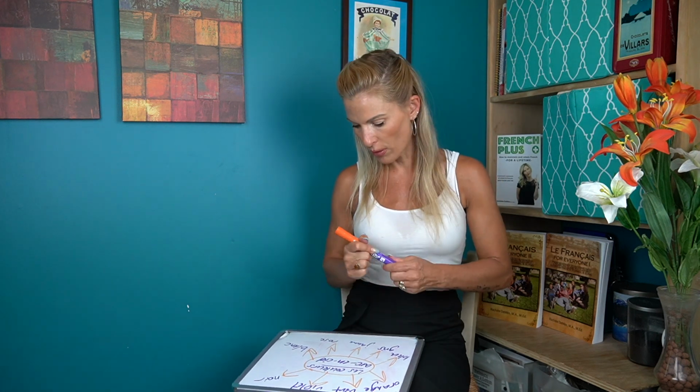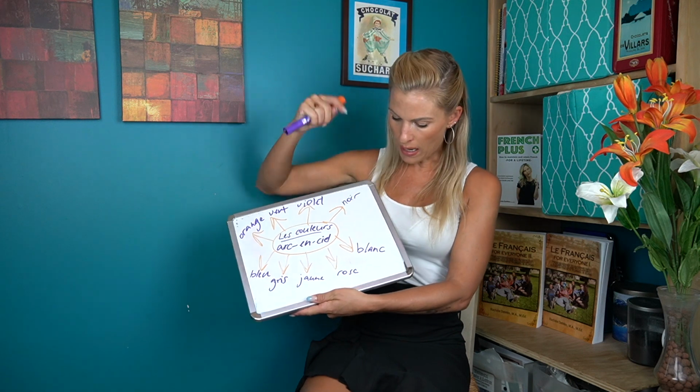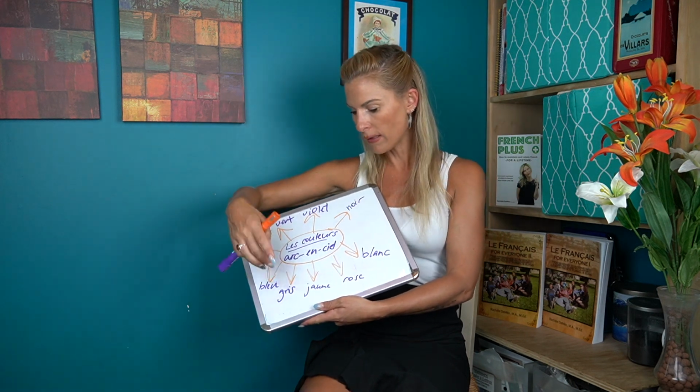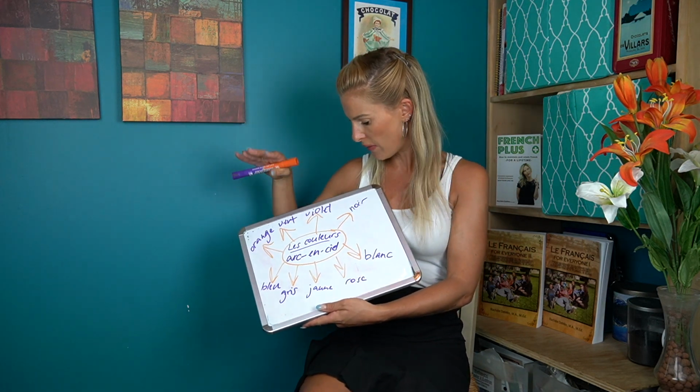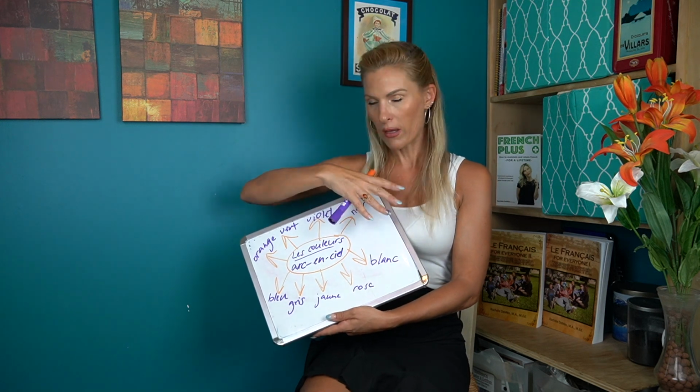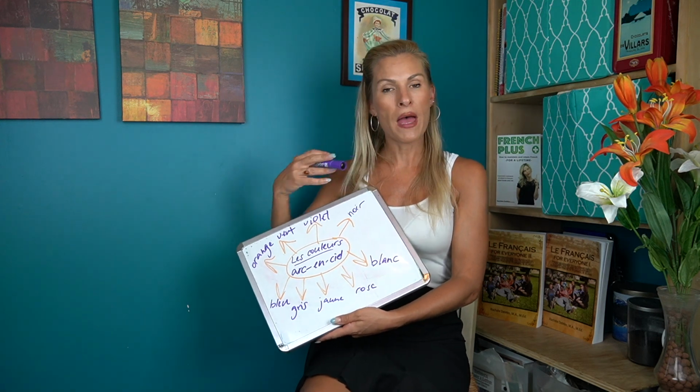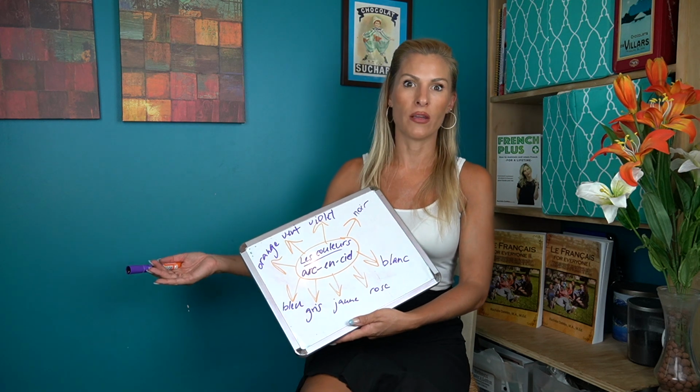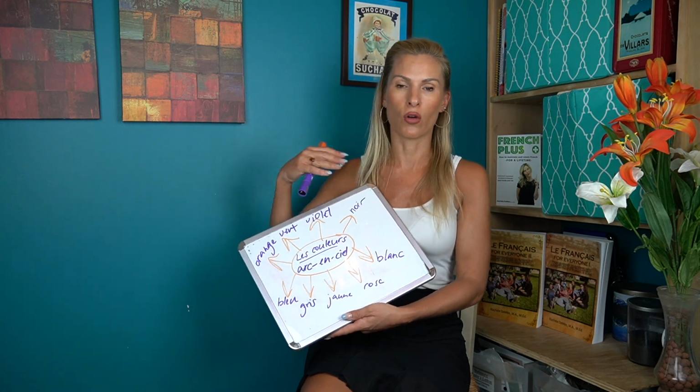So your little list. Noir, blanc, rose, jaune, gris, bleu, orange, vert, violet. Then you could add possibly beige et argenté for silver, doré for gold, etc., etc.